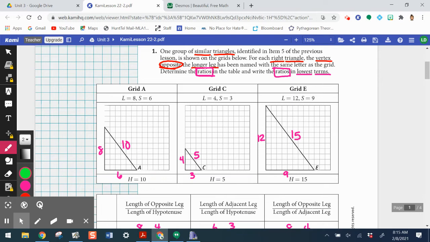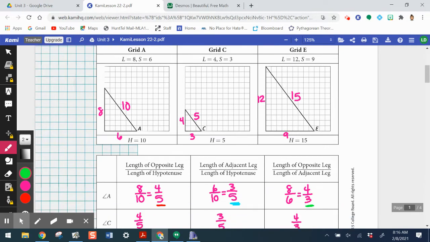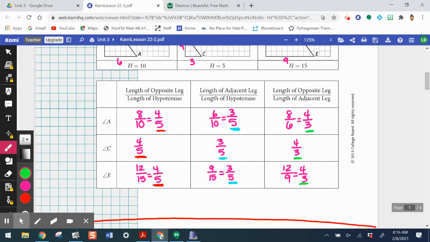Number 1, it said one group of similar triangles. Recall that similar triangles have corresponding angles that are congruent and corresponding sides that are proportional, which means their ratios are equal. And notice what you're doing here. You are determining the ratios and then writing those ratios in lowest terms. So some of you might have actually been surprised when you saw in the table that these fractions, aka ratios, because they are comparing two specific sides of our triangle, were equal. But that's what it means to be proportional, to have ratios that are equal.